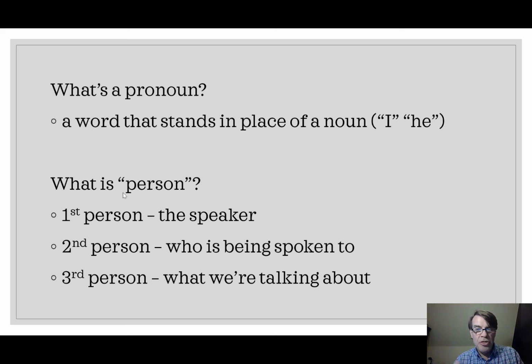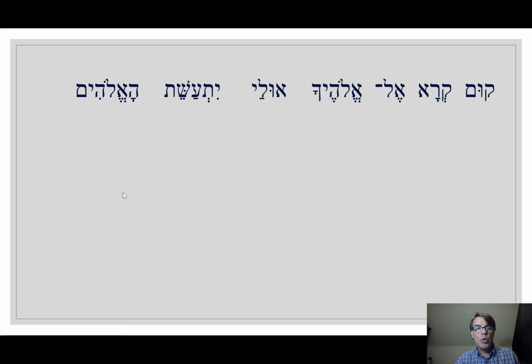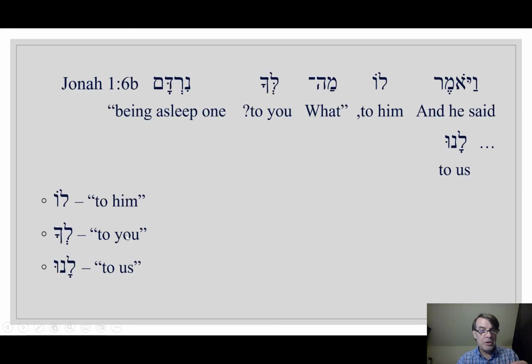And so the pronouns we've been talking about, go back to the previous slide: him, third person; you, second person; us, first person. See it? So to him is a third masculine singular pronominal suffix. Let me say that slowly. It's a third, meaning it's a he, masculine, because it's him, singular, because it's him and not they, pronominal, because it's a pronoun, suffix, because it's on the end of the word.